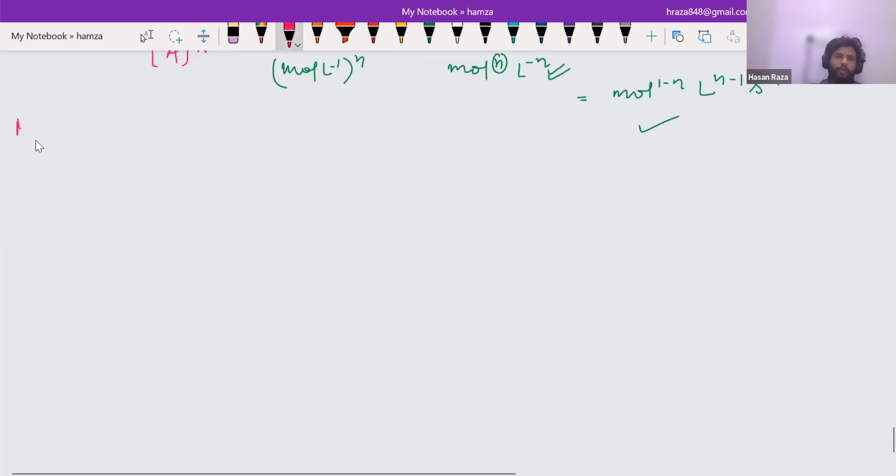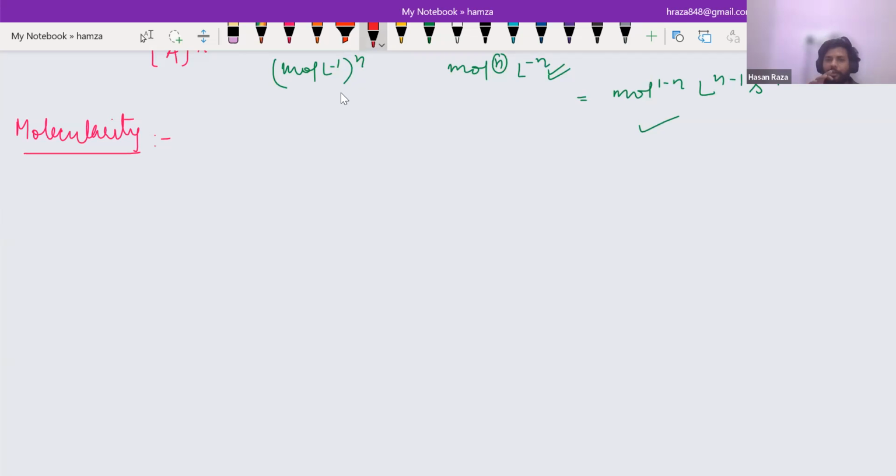Molecularity. What is molecularity? It's very easy to understand. Molecularity is basically how many molecules are interacting in the reaction. We can say how many reactants are interacting with each other. That is called molecularity, and I'm going to define it, so write right with me.